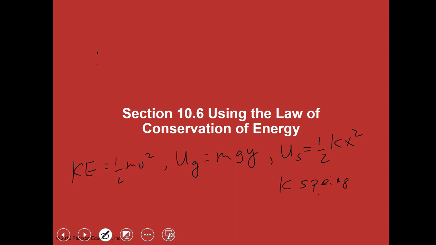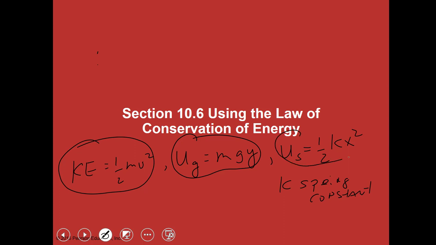measured in newtons per meter. And then x is how much the spring is either stretched or compressed. Actually, going back to the first equation here, m is the mass, v is the speed. For gravitational potential energy, m is the mass, g is 9.8, and y is the height. Okay, and then again, spring potential, 1/2 kx squared. So k is the spring constant.